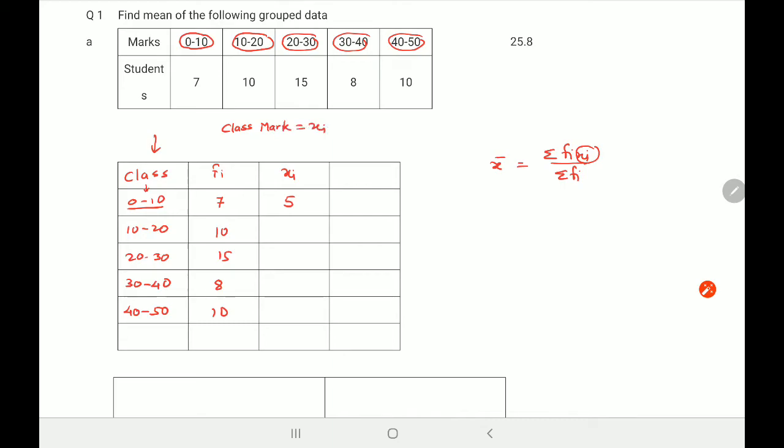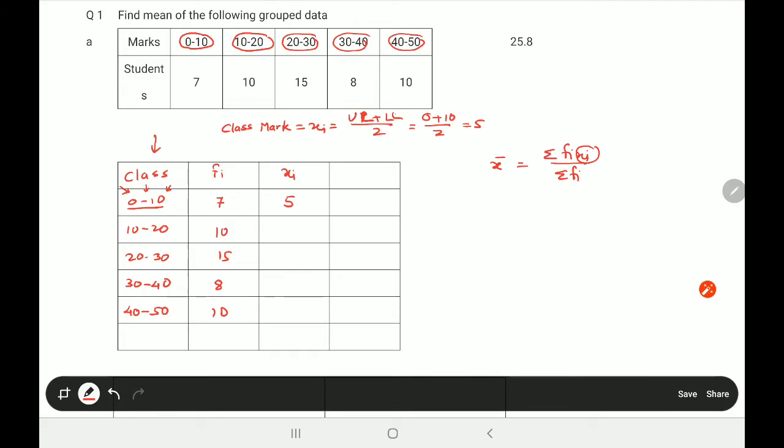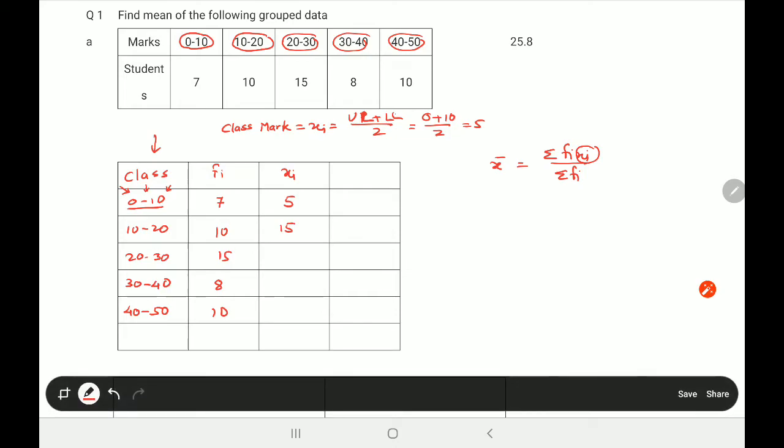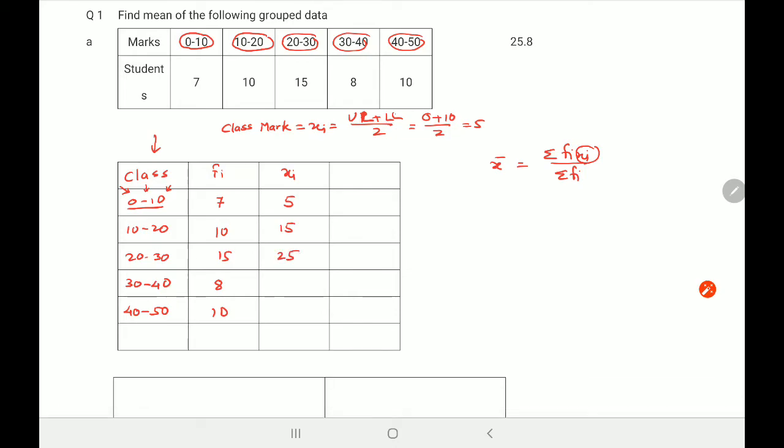which is always upper limit plus lower limit upon 2. Upper limit का मतलब होता है the highest value of the class is the upper limit and the lowest value is called the lower limit. So it is 0 plus 10 divided by 2. Answer is 5. So the 5 is here. Then 10 plus 20 upon 2 is 30 upon 2, 15. 20 plus 30 is 50. 50 upon 2 is 25. 30 plus 40, 70, 35. 90, 45.